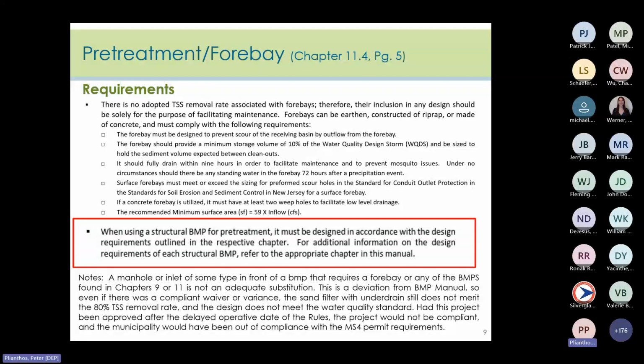And just to note, if you are using the version of these slides that are provided on the handouts webpage, you may notice that the title for this slide refers to Chapter 11 rather than more specifically to Chapter 11.4, the sand filters with underdrain chapter. So please excuse that error.